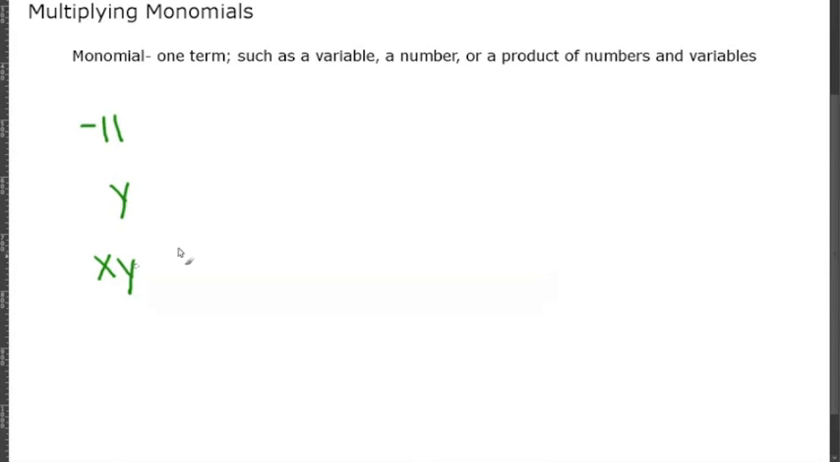xy is x times y, which is the product of variables, so that's also a monomial. 2xz cubed would also be a monomial because it's the product of a number and a variable and another variable, but remember, an exponent is just how many times that number is multiplied to itself. So this would really be 2x z z z. Z to the third is z times z times z, which is a product of numbers and variables.